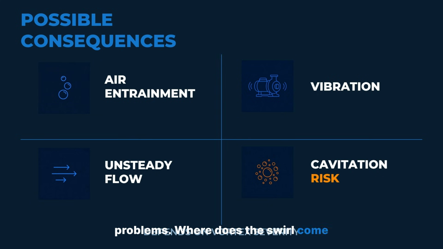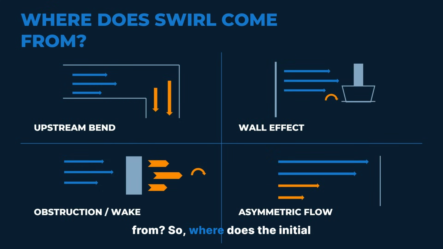Where does the swirl come from? So, where does the initial swirl come from? Often, the problem begins upstream of the pump. An upstream bend can create non-uniform approach flow. A nearby wall can make one side of the flow behave differently from the other. An obstruction can create a wake. And an asymmetric approach can introduce rotation before the liquid even reaches the pump. So the vortex we finally observe near the intake may actually begin much farther upstream.